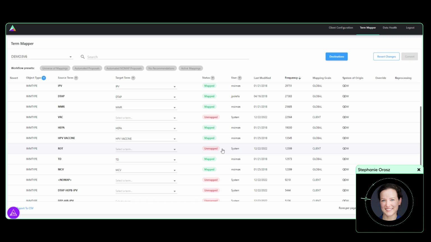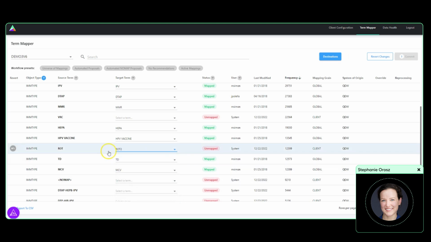So our childhood immunization quality measures look at CPT codes. And we know maybe, for example, in our organization, we only give the two-dose version of the rotavirus vaccine. So we can pick here in our mapper the two-dose version as represented by the specific CPT code terminology.